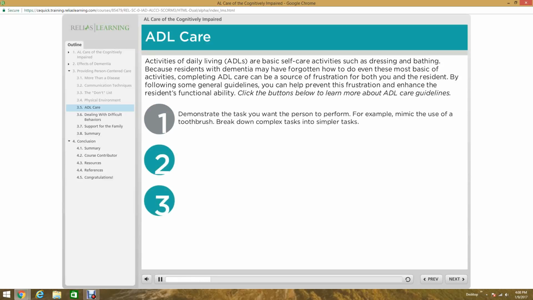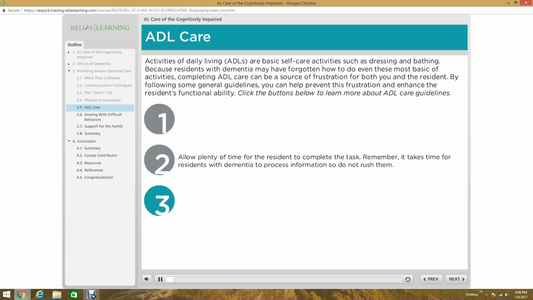Demonstrate the task you want the person to perform. For example, mimic the use of a toothbrush. Break down complex tasks into simpler tasks. Allow plenty of time for the resident to complete the task. Remember, it takes time for residents with dementia to process information, so do not rush them.